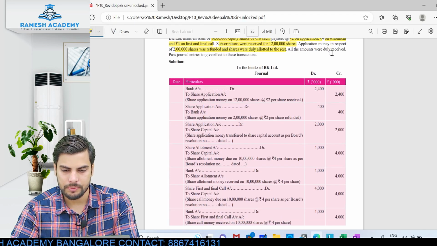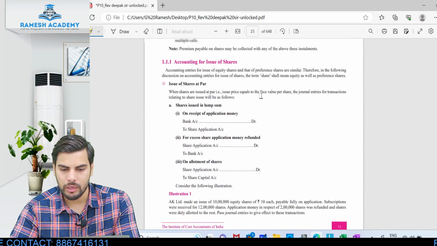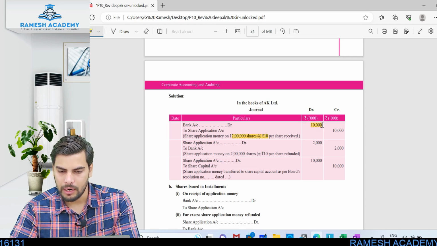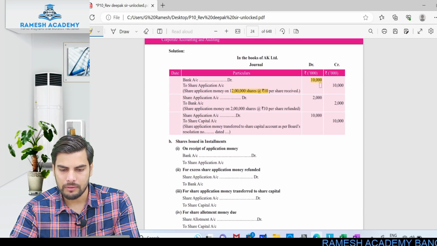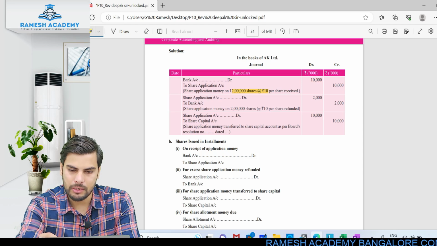Okay, so look at this. Bank account debit to share application. Okay, so look at the number of shares for which they have passed the entry. 12 lakh shares. Remember I told you over here, it's a mistake what they have done. This should have been again for 12 lakh shares into 10, which would have been 120 lakh. Okay, but instead of that, they have just kept it as 10 lakh, which is wrong. Okay, so this is a mistake which is there in your study material.